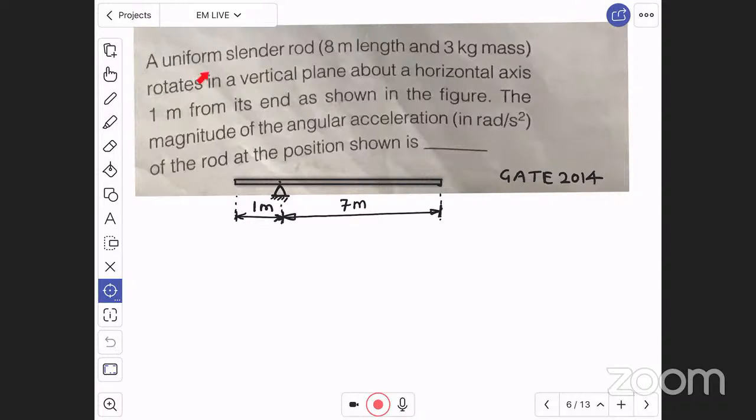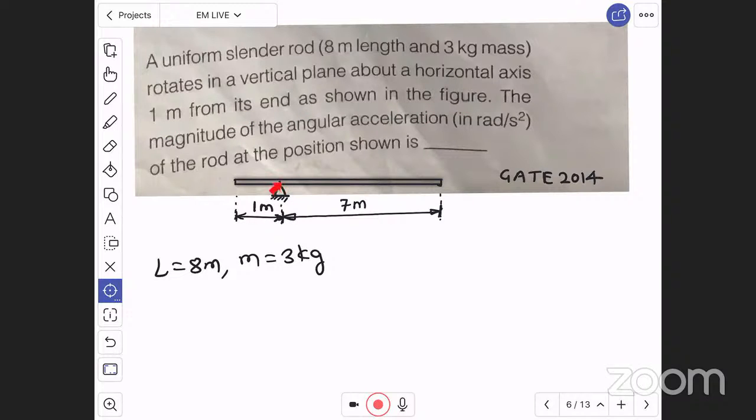The question is, a uniform slender rod, 8 meter length and 3 kg mass. The length of rod, here you can see, the rod is given, of length 1 meter plus 7 meter, that is 8 meter. The length of rod is 8 meter and total mass of rod is 3 kg. Correct or wrong? Right. Then it rotates in a vertical plane about a horizontal axis 1 meter from its end as shown in figure.